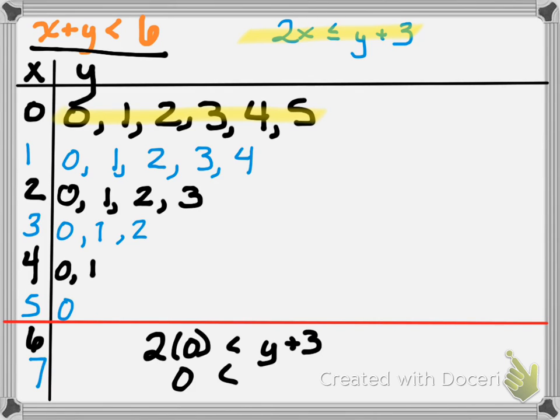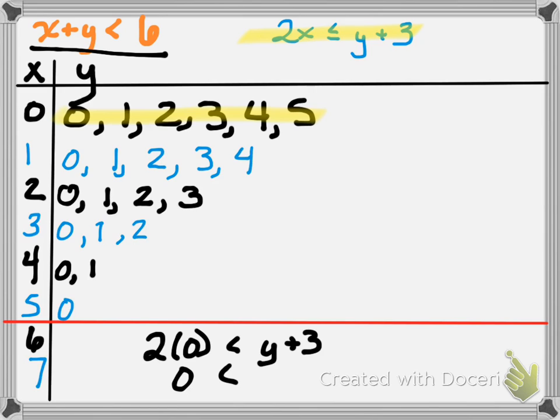Does that make sense? We're in the process of eliminating out. So if I put in a 0 for y, would it work? Is 2 times 0, so 0, less than 0 plus 3, 3? And so I could go through and try each one of these and see which ones of them work.